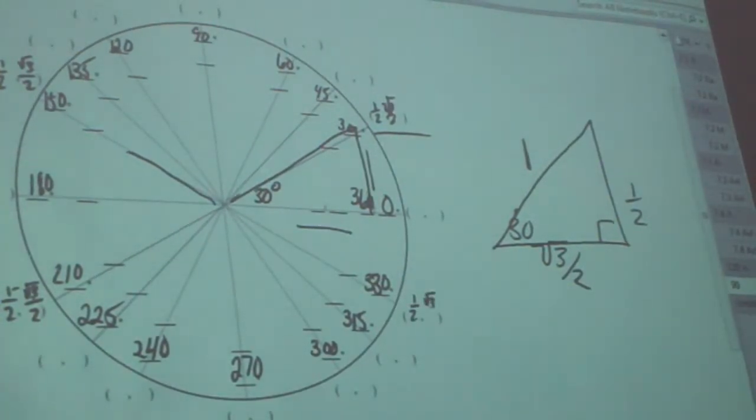Half, square root of 3 over 2, negative square root of 3, right? Now, I just filled that in without having to calculate each one because they all have the same reference.